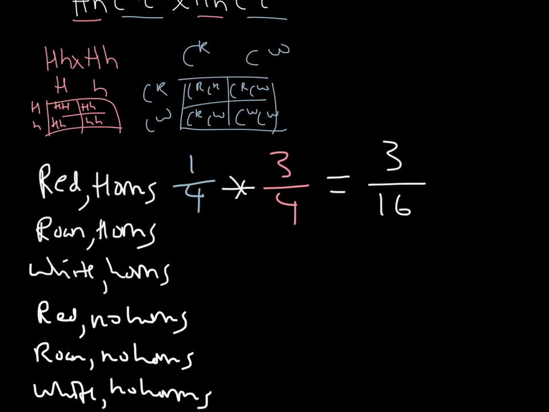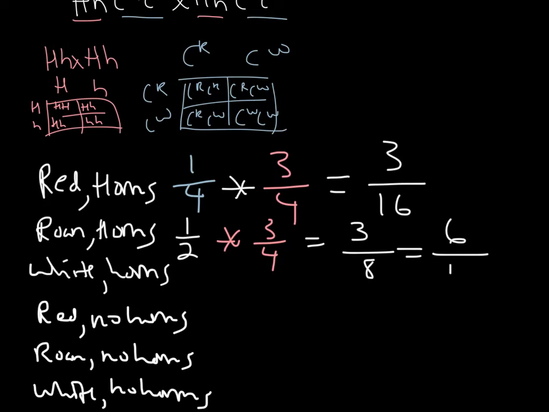Then we do our roan. So roan, now we have 2 ways to be roan. So 1/2 of those boxes are roan, crossed with horns, again, is 3 out of 4 boxes, so that's a 3/4 probability, which gives you 3/8, which is also equal to 6/16. If you're doing some sort of ratio in the end, you have to have them all by the same denominator. If not, 3/8 is a perfectly fine probability.